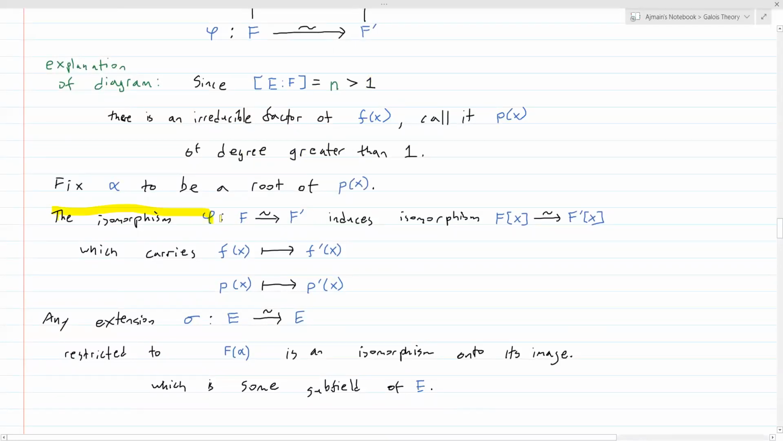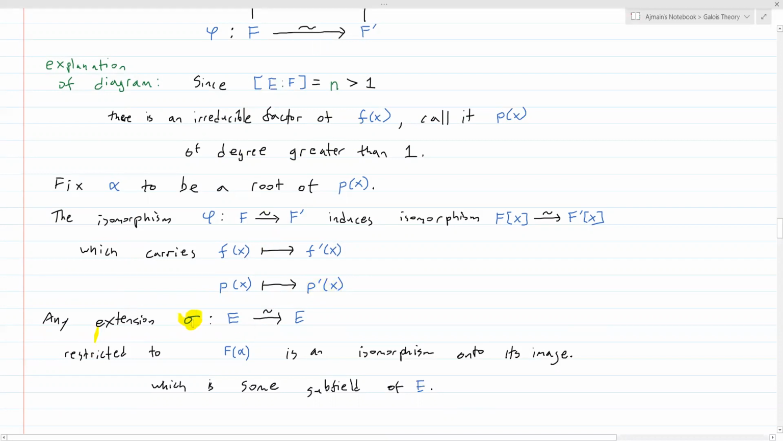So the isomorphism phi between the ground fields F and F prime induces an isomorphism between the polynomial ring with coefficients in F and the polynomial ring with coefficients in F prime. And this isomorphism between polynomial rings carries f to f prime. So it also carries this irreducible factor of f to this irreducible factor of f prime. And we're going to call the image of p of x, p prime of x.